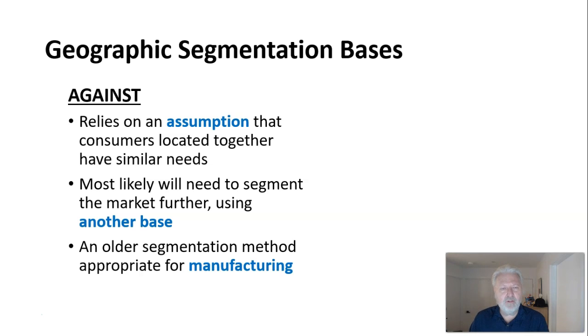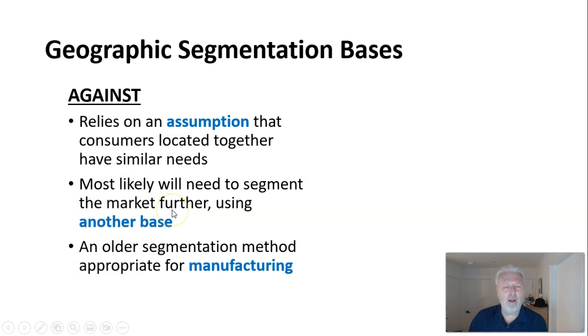Now, the downside of using geographic segments is that we rely on the assumption that, because people live in the same area, they have similar needs. I'll touch on that in a moment. That may or may not be true. But the underlying assumption is that there is something in common. Otherwise, if they just happen to live in the same area and they have quite distinct purchasing needs and lifestyles, it's a pointless segmentation to use.